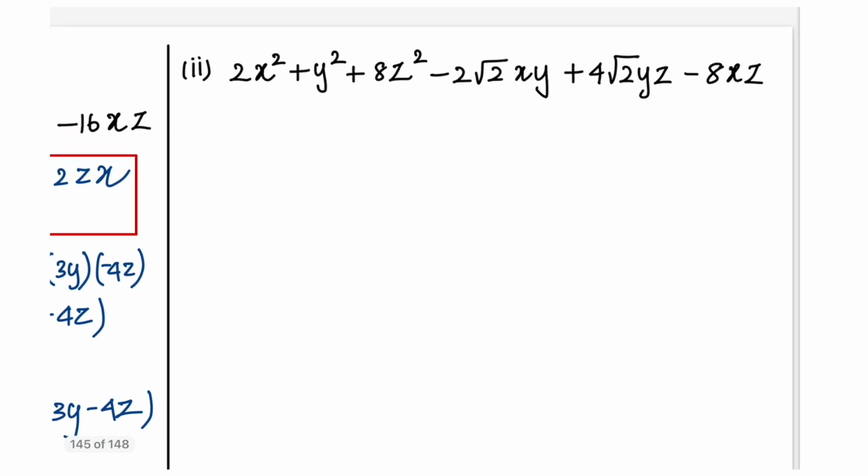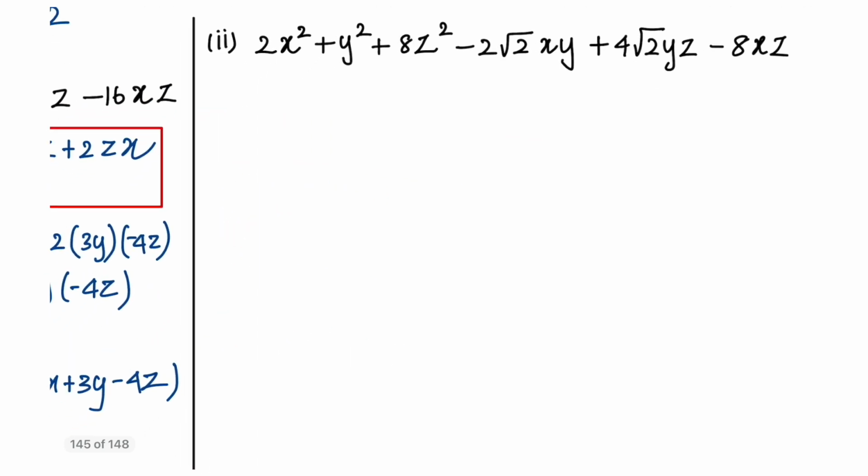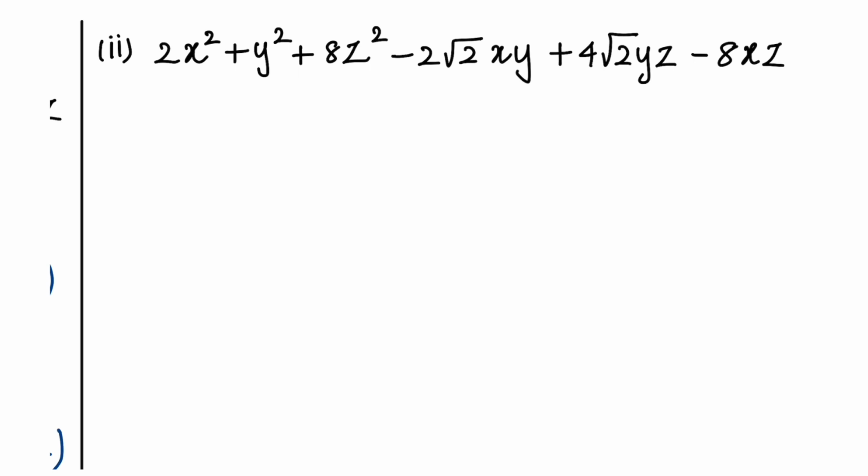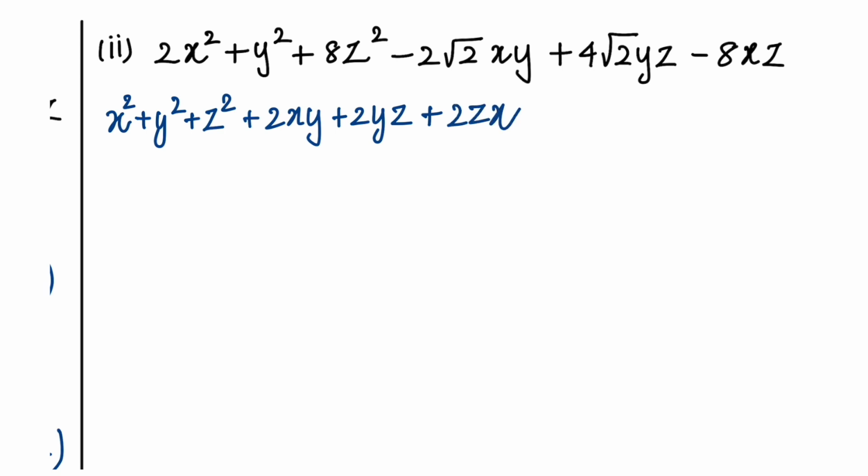Moving on to the next subdivision, again here we have terms like x square plus y square plus z square and xy, yz and xz terms. Again the same identity is what you are going to use here. So let me just write the identity first. x square plus y square plus z square plus 2xy plus 2yz plus 2zx is equal to x plus y plus z the whole square.